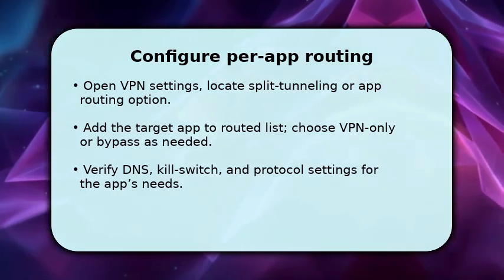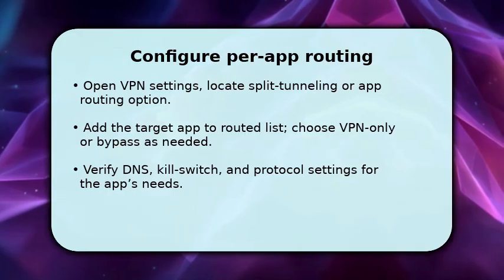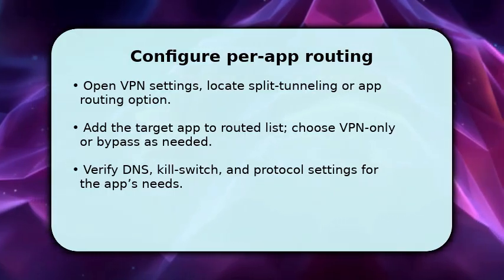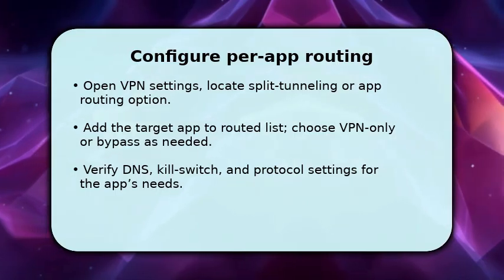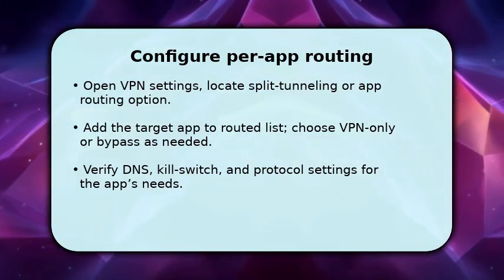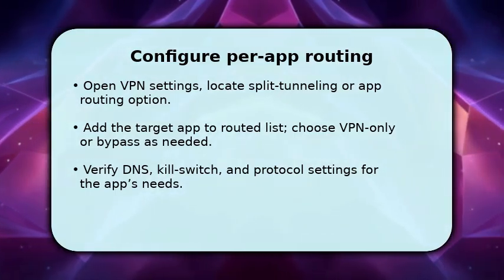Once added, adjust DNS and protocol to match the app's latency or geo requirements, and enable the VPN kill switch if you need guaranteed protection. Make sure to save changes so the routing takes effect immediately.